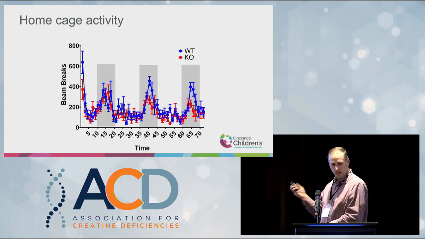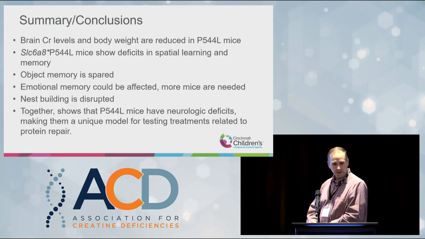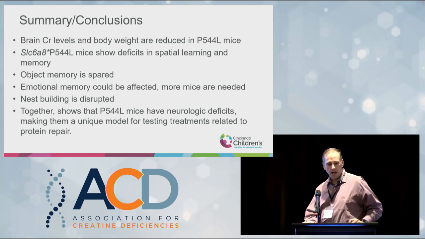So for summary and conclusions, the P544L mice, we'll call them PL mice as well, have reduced brain creatine levels and lower body weights. They have deficits in spatial learning and memory. Object memory, I put as spared because it didn't reach statistical significance. I think with a little bit more work, we can really determine whether it is or not.